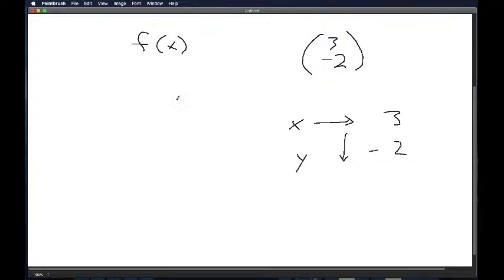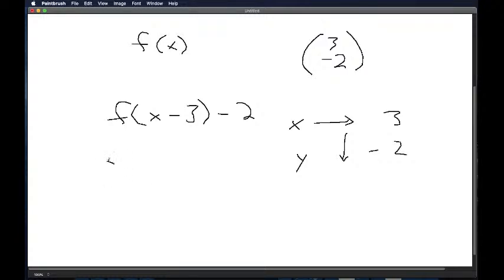So whatever your function is, if it's going to the right, then this x becomes x minus 3, because that makes a shift to the right. And then if we subtract 2, that shifts down.